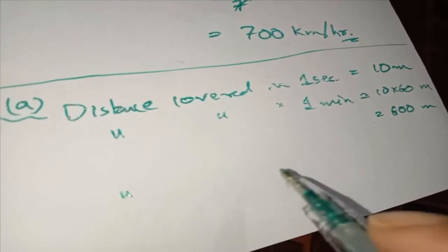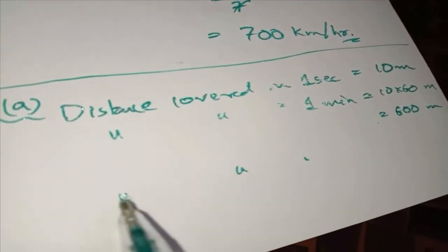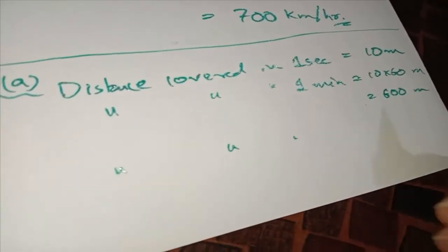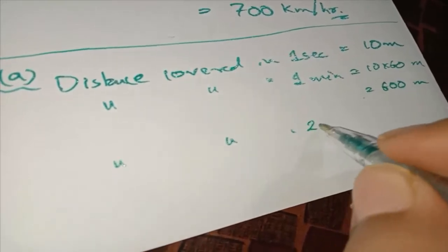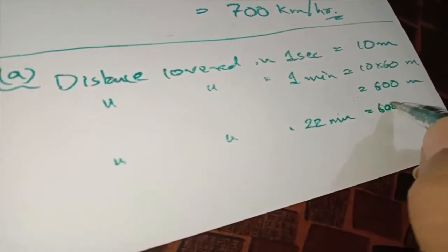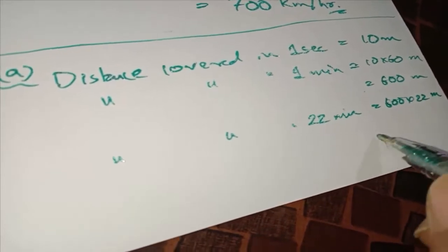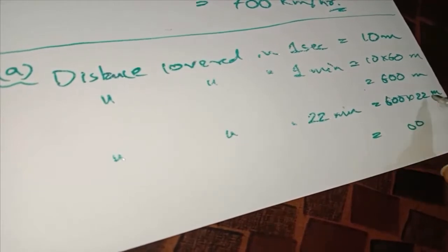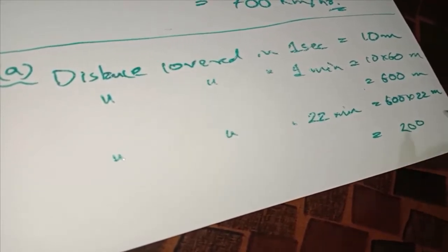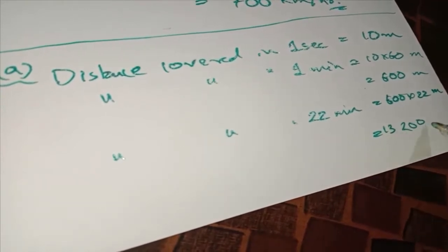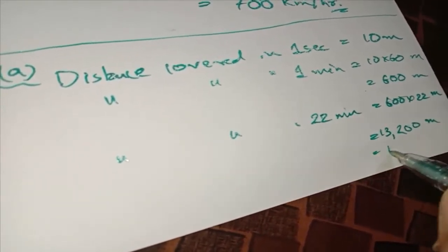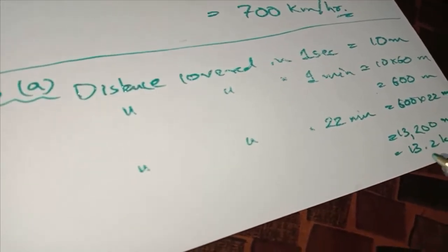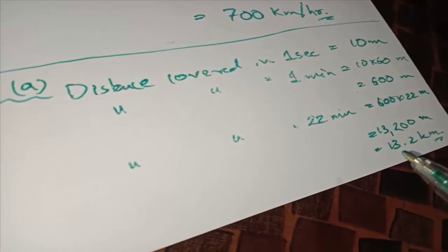Now, distance covered in, you don't write like this, okay? You have to write the full sentence. Now, to make the video shorter, I am using these symbols. Covered in 22 minute will be 600 into 22 meters. So 2 zeros, 6 2s are 12, 2, 1 remains, 6 2s are 12, 13. 13200 meters or 13.2 kilometers. So in 22 minutes, Bob will cycle 32.2 kilometers.